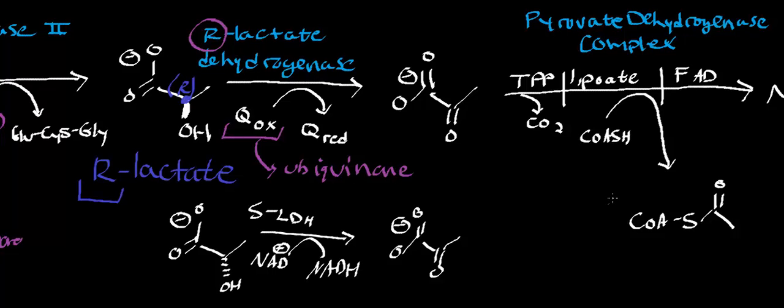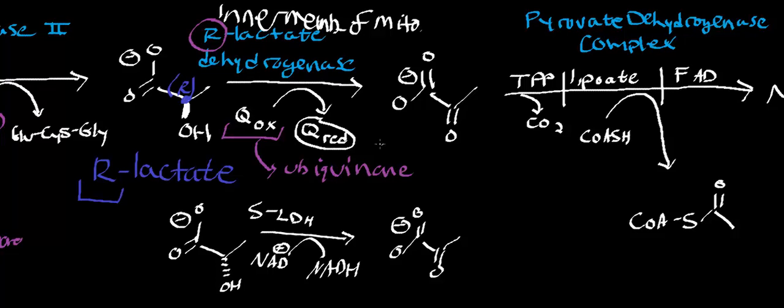This is an enzyme that exists in the inner membrane. So this is the inner membrane of the mitochondria. Okay? And what it will do is it will take the electrons from our lactate. They will go into this, which is ubiquinone, to make ubiquinol. So this right here is ubiquinol. And then you end up with this, which is pyruvate.